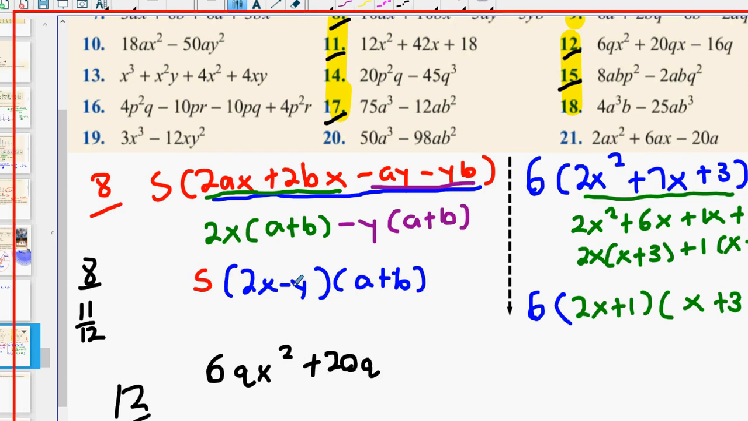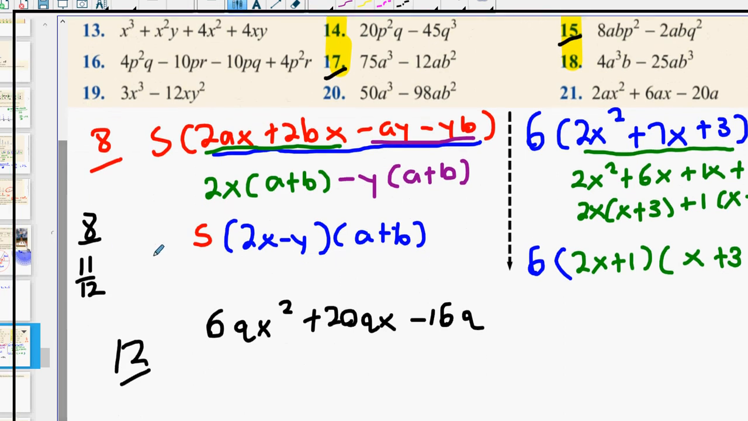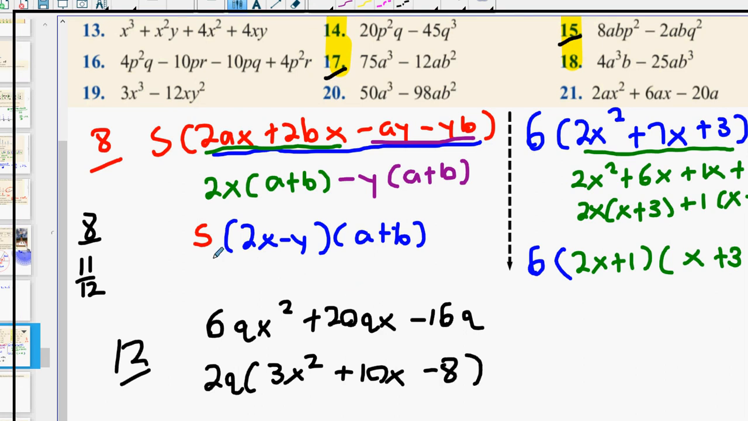So here's what we're going to do. We're going to take out Q and we're going to take out the number 2. So what happens when I do that? 2Q into 3x squared plus 10x minus 8. 3 times minus 8. Two numbers that multiply to give me minus 24, but would add to give me plus 10. Plus 12, minus 2. Now, I'm going to focus on the green part.